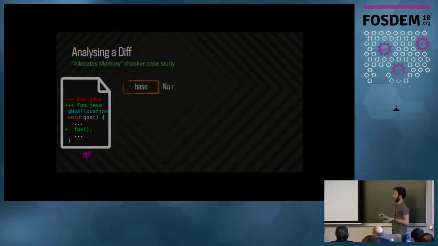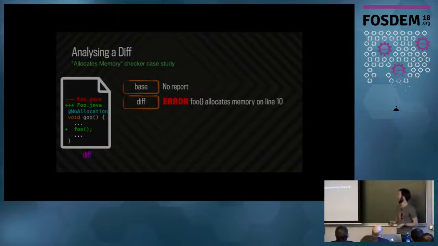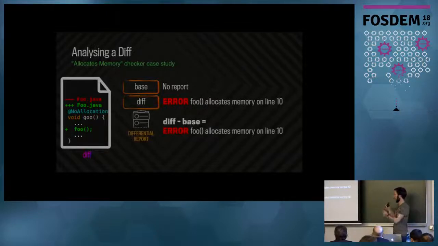Now that it did these two analyses of the base and the diff, it knows that on the base there was no report. On the diff, there was this one report about foo. So what it will report to the user is what was reported on the diff minus what would be reported on the base. So it will report the new error.